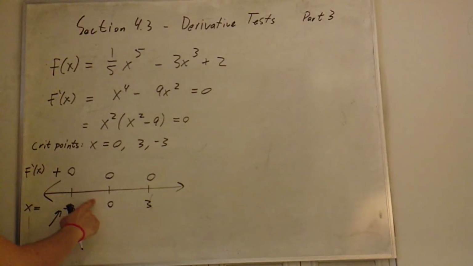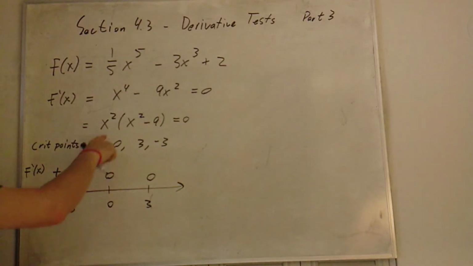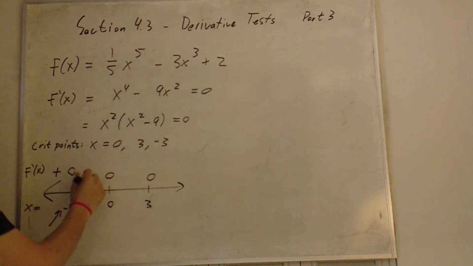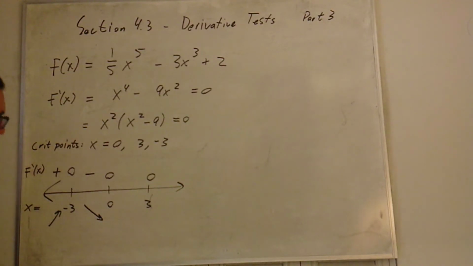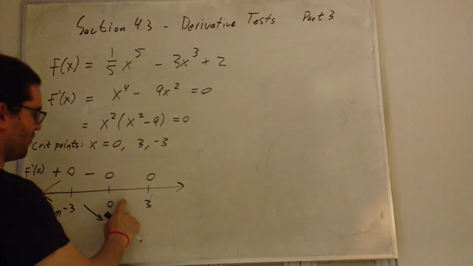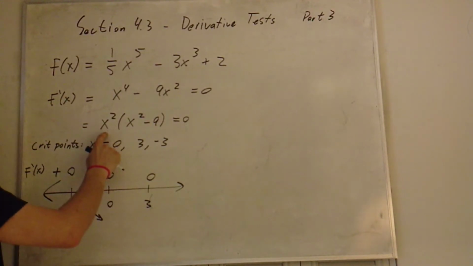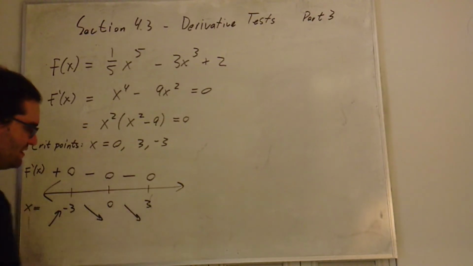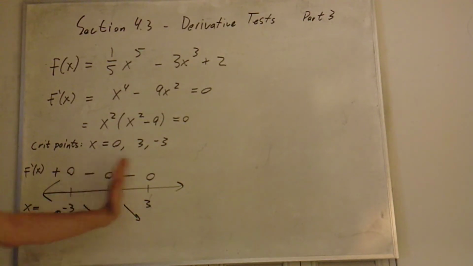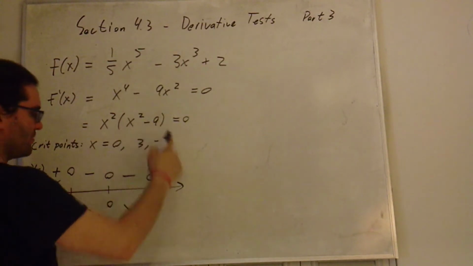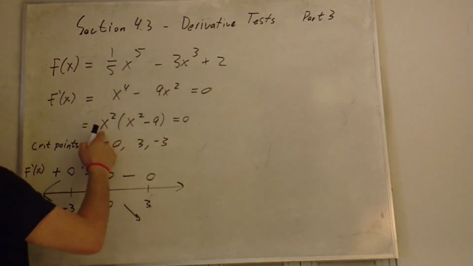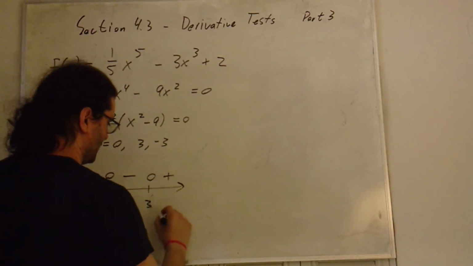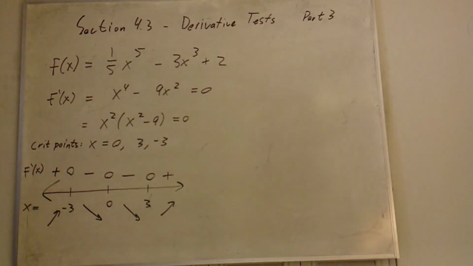If I plug in something like negative 1, I will get a positive and a negative here. So it's decreasing here. When I plug in something like positive 1 or positive 2, I will get a positive number here and a negative number here again. So it is decreasing on both sides of 0. And when I plug in a number like 4 or 10, I should get a positive number and a positive number, giving me an increasing thing.